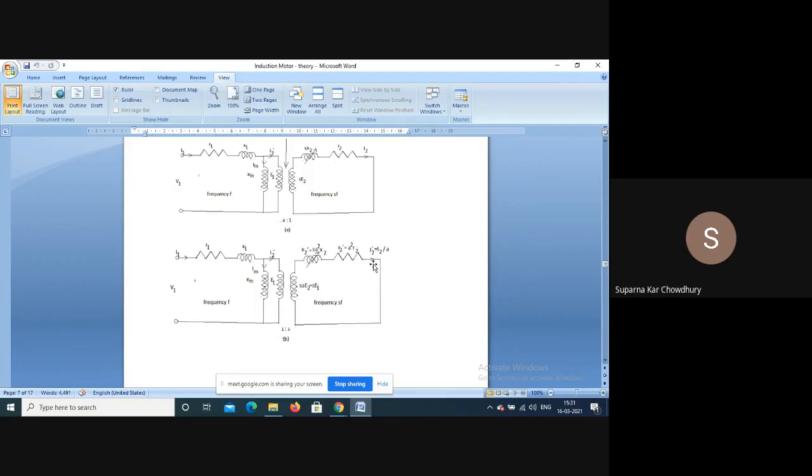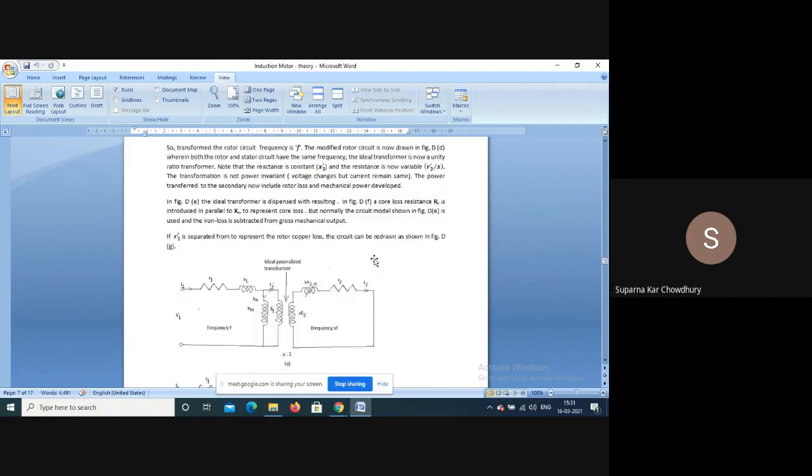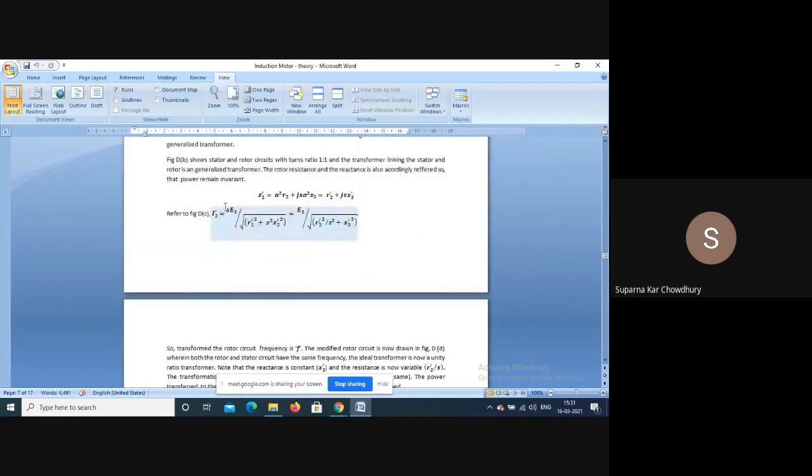For this rotor circuit, the current I2 dashed is given by the voltage SE1 divided by the total impedance, that is square root of R2 dash square plus S square X2 dash square. Now if we manipulate slightly, that is if we take the S outside in this equation, inside we will have R2 dash square by S square plus X2 dash square, and so this S and this S cancel out, so this is the equation.